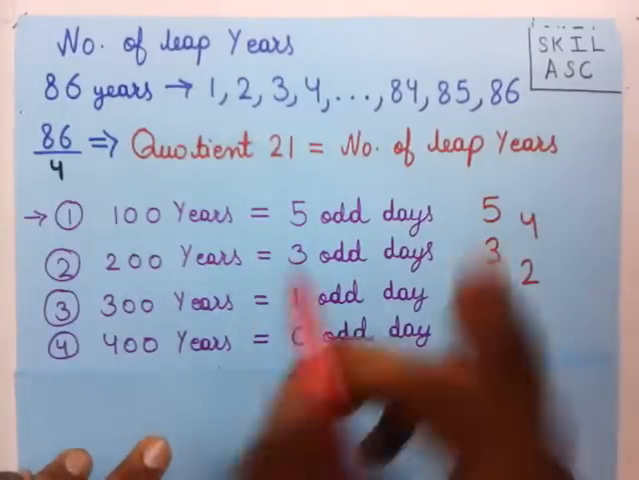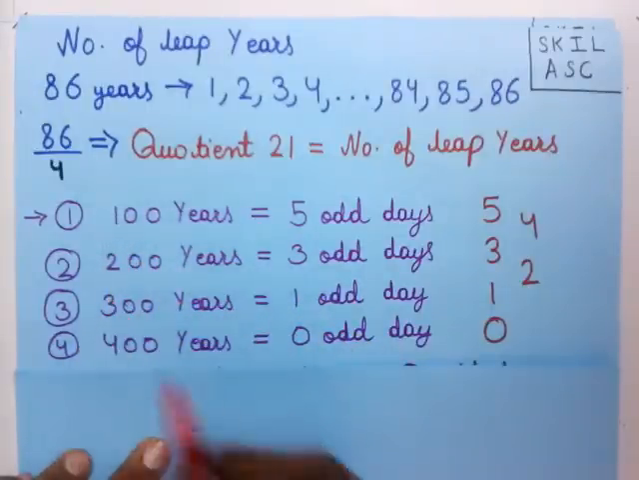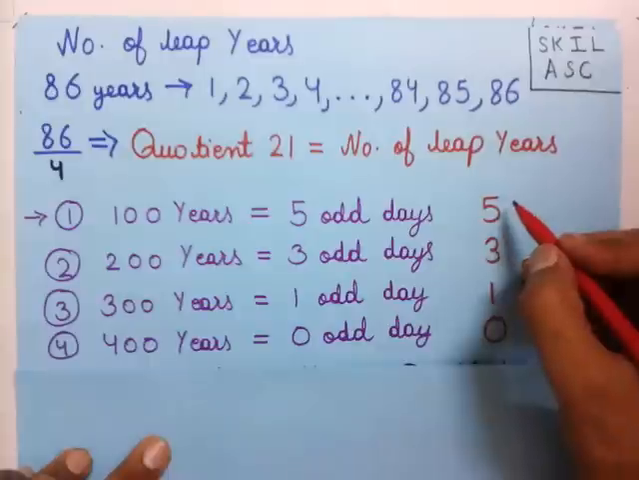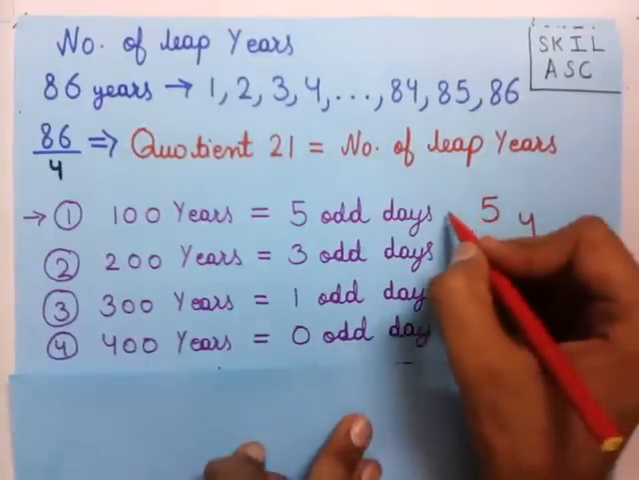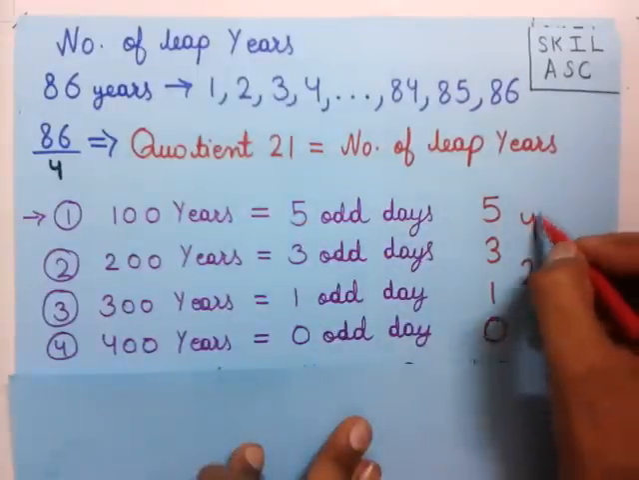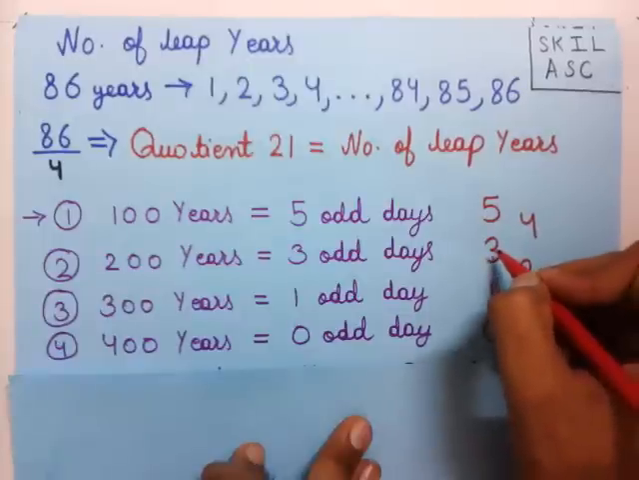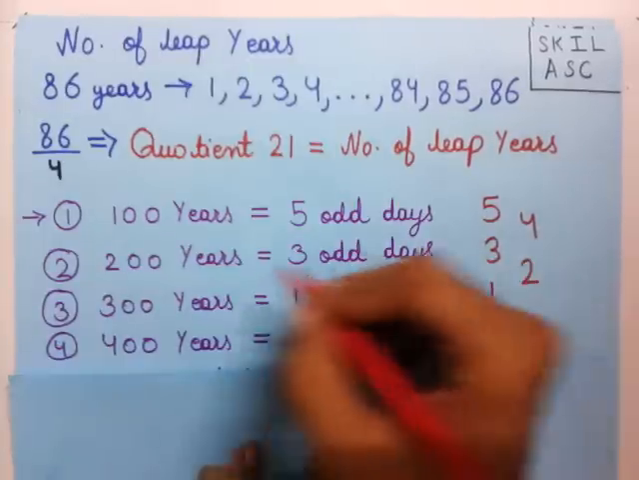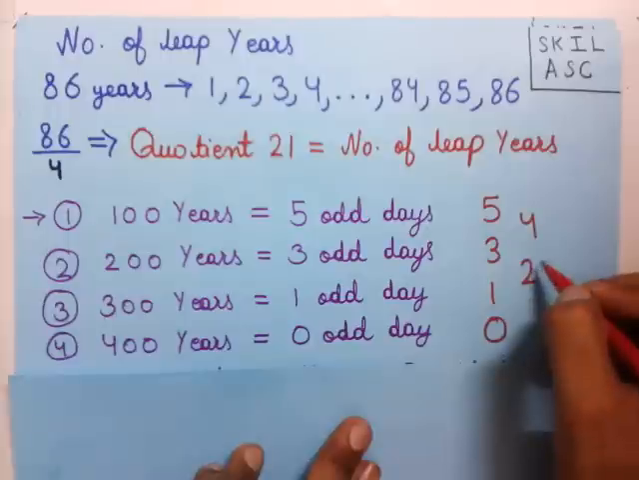An easy way to remember this table is, you write 100, 200, 300, 400. Then you write 5, 4, 3, 2, 1, 0. First you write 5 in front of 100. Then you cross or skip this 4. Then you go to 3. Then you write 3 in front of 200 years. Then you go ahead and cross or skip this 2.